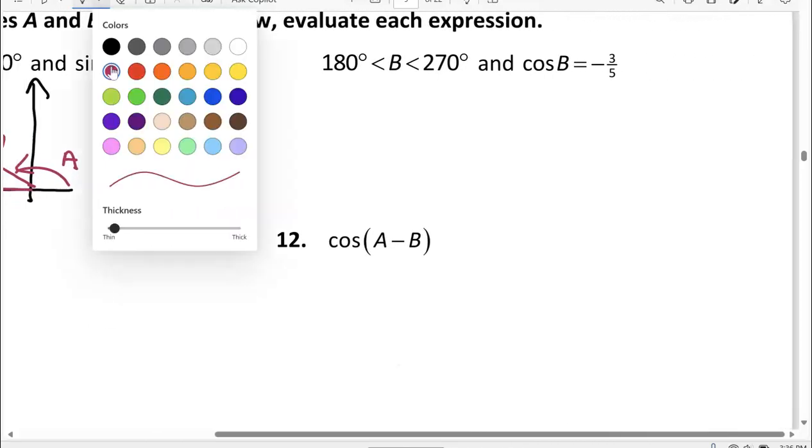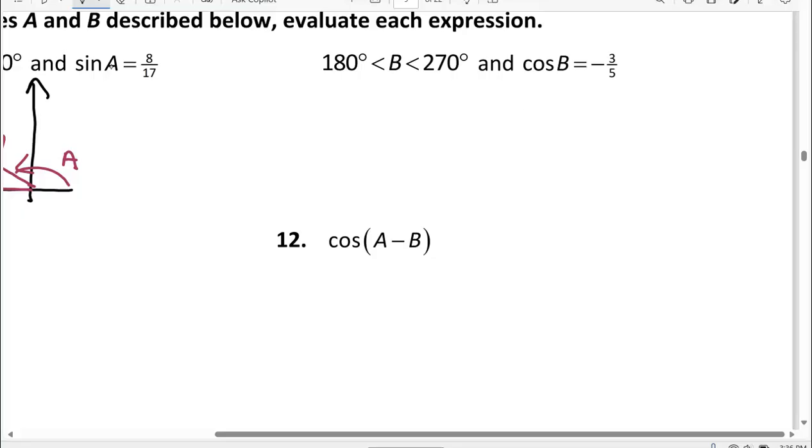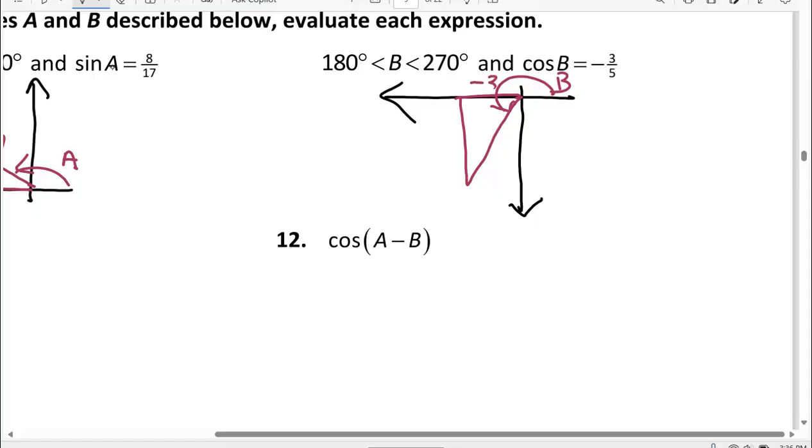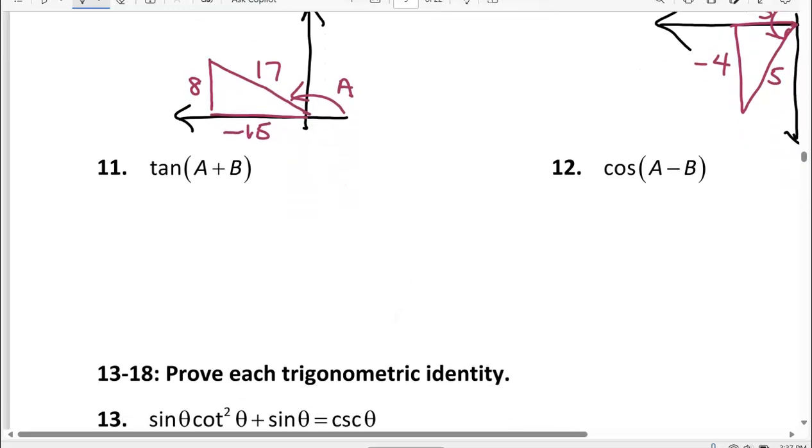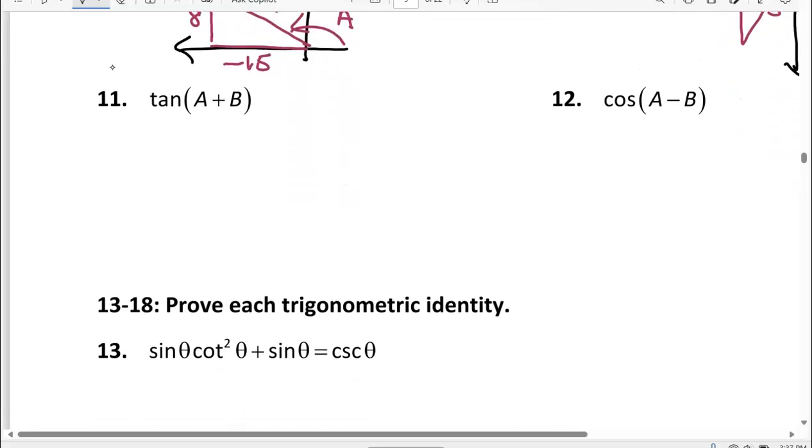And similarly, we need to make a drawing for angle B. Angle B is between 180 and 270 degrees, so that means it's in the third quadrant. And for angle B, the cosine is equal to -3/5. So I'm going to draw my reference triangle. And the cosine is -3/5, so that's adjacent over hypotenuse. That gives us an opposite side of -4, a 3, 4, 5 triple, but our opposite side should be negative when we're in quadrant 3. Now that the drawings are made, we can find the values in 11 and 12.